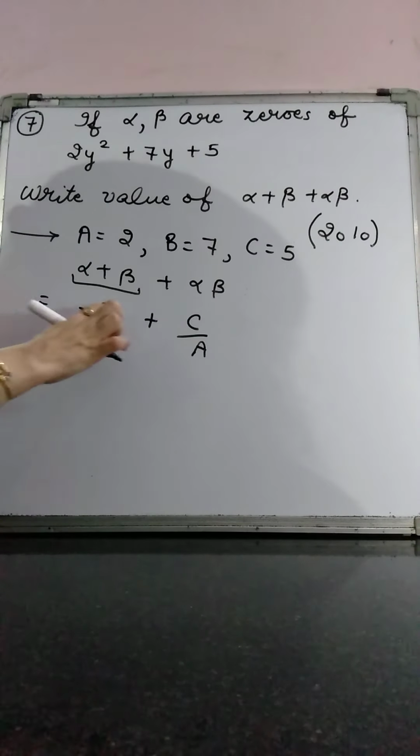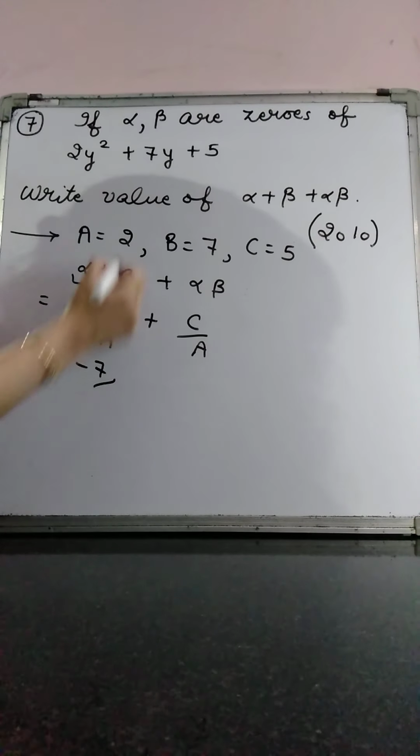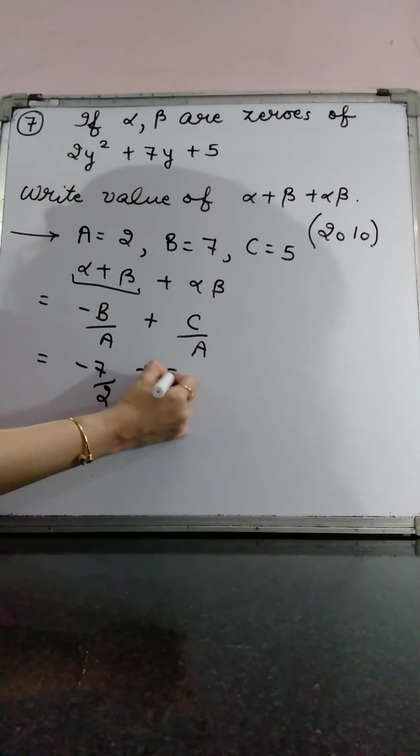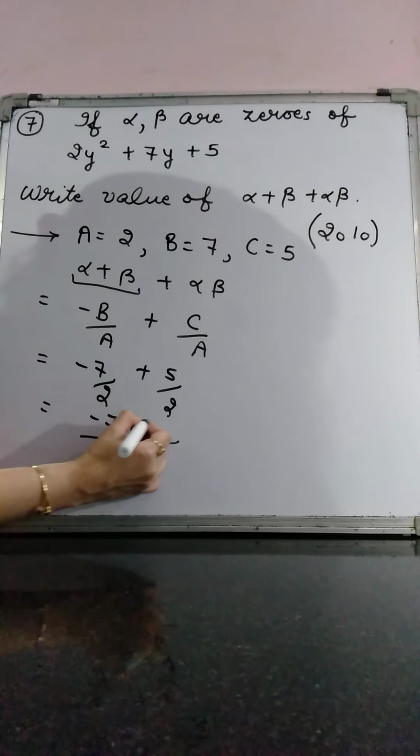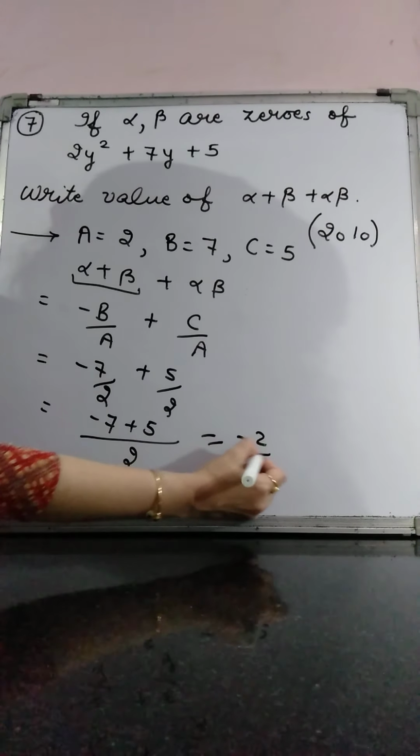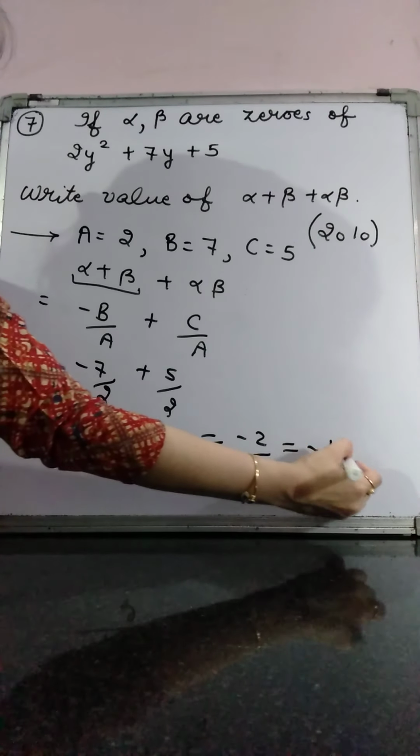Now substitute values, minus 7 by 2, 5 by 2. Take LCM, minus 7 plus 5, minus 2 by 2. Answer is minus 1.